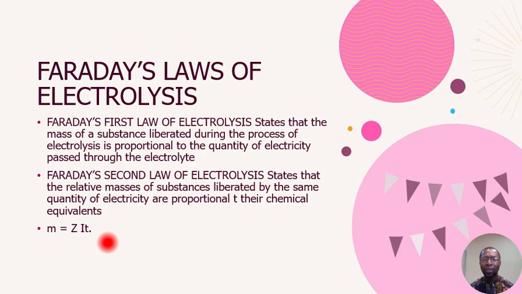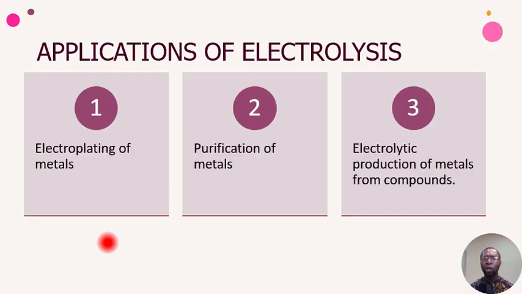All right, now let us talk about the areas of application of electrolysis. The first one is in electroplating of metals. Electroplating just means coating a metal with another metal. It is only through electricity that this can occur. It is also used in the purification of metals, and lastly in the production of metals from compounds. So these are the three areas of application of electrolysis.